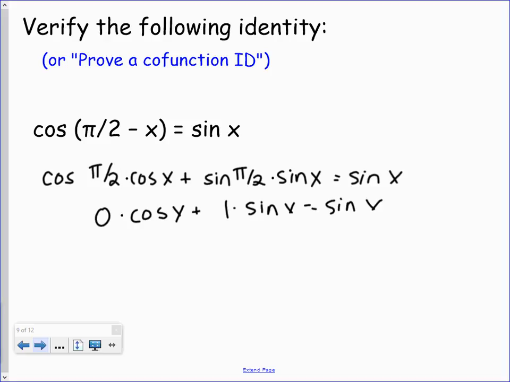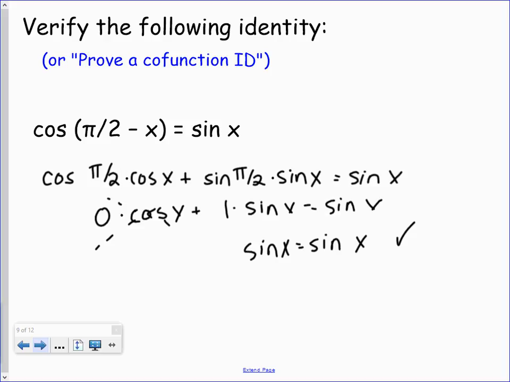And then same thing happens, 0 times cosine is just going to be 0, so I don't even really need to work with that. And then 1 times sine of x is sine of x. Remember how, like on the quiz corrections that you turned in, I want to see that final line where you actually show me the two things are equal, sine x equals sine x. I know it's true. You have just verified that.